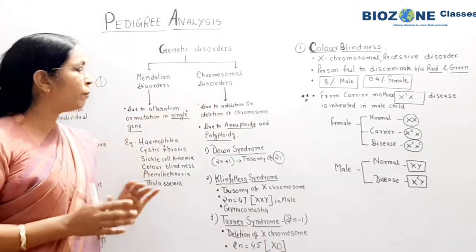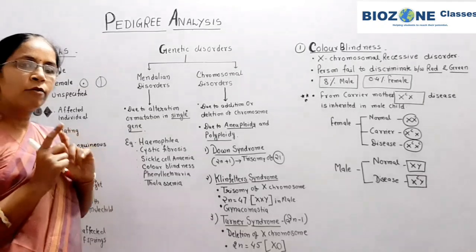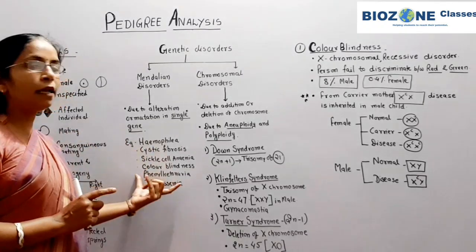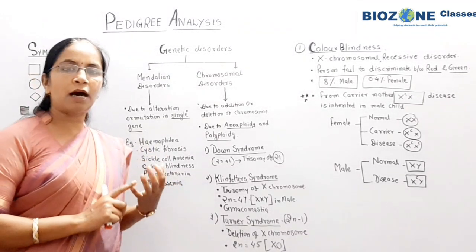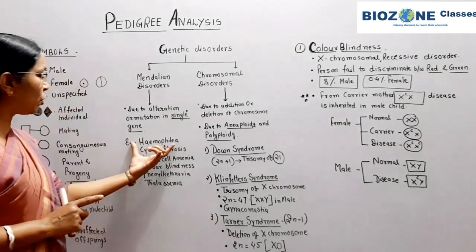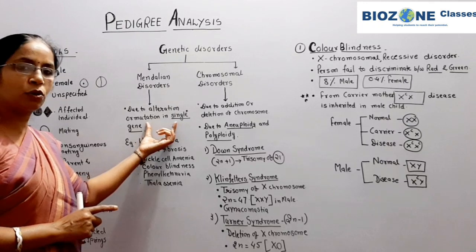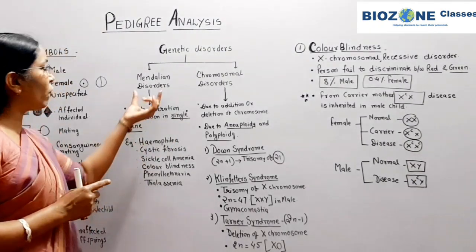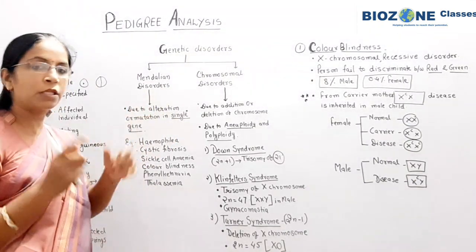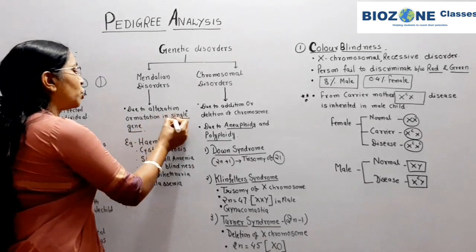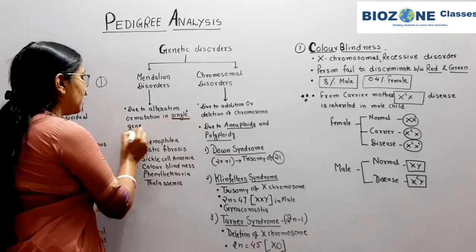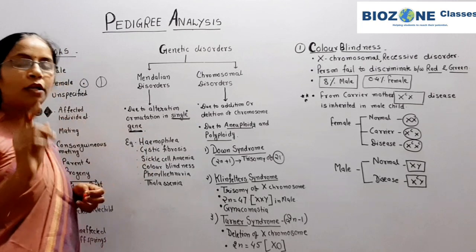In this chapter we basically focus on Mendelian disorders, that is hemophilia, and you are studying a number of examples provided here. So remember, Mendelian disorder is due to alteration. What are Mendelian disorders? Remember this: when the alteration or mutation takes place in a single gene, not in a chromosome.